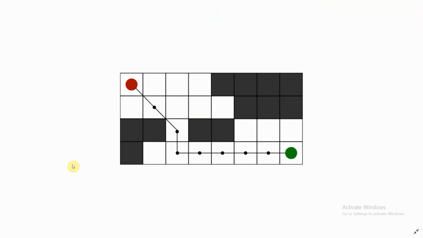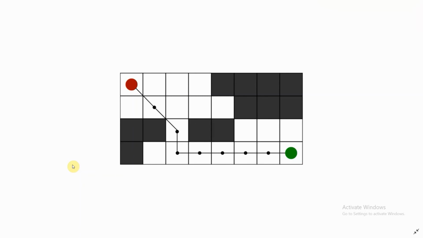A star algorithm can be used to plan a path for a robot. Let us consider this situation where a robot needs to move from the red point to the green point. The black boxes are blocked. A-star algorithm helps us to plan a path for the robot. Each of the boxes can be thought of as a city or a node.